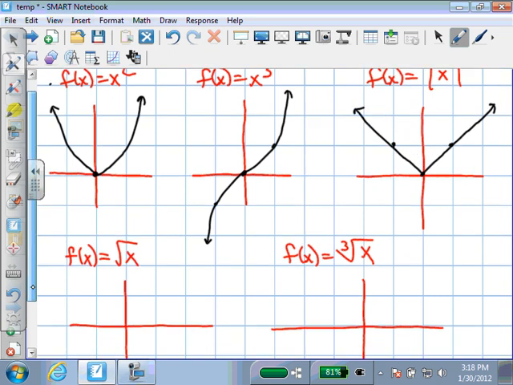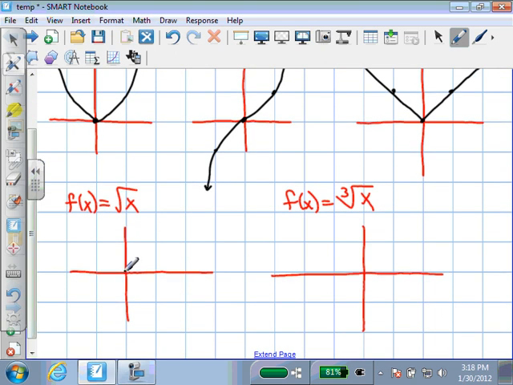Square root of x coming through the origin, and 1, 1, and 4, 2, like this. Cube root of x coming through the origin, and 1, 1, and negative 1, negative 1. And the next one would be 8, 2. So it's going sort of this way. So those are our basic graphs.